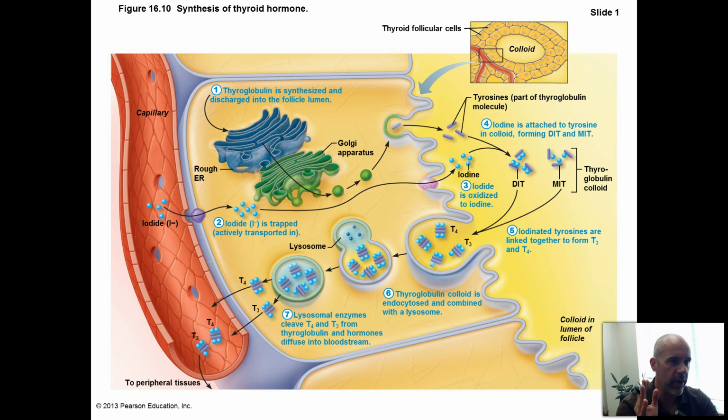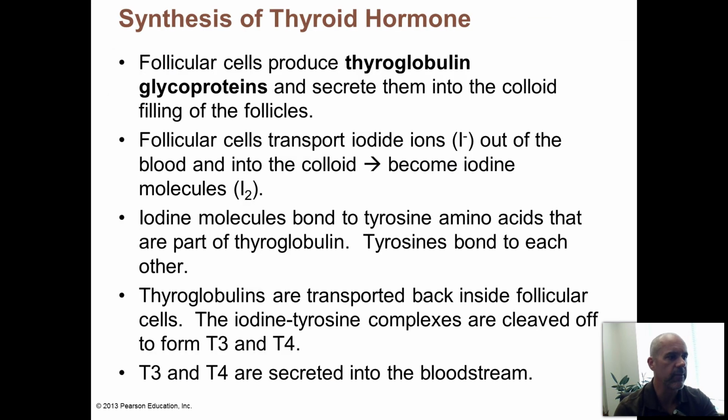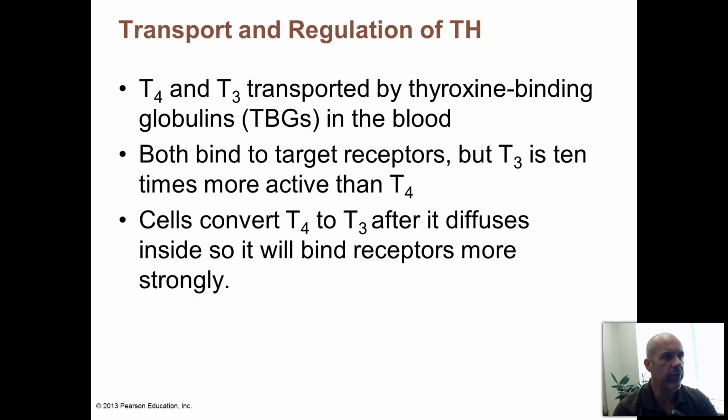Think about the thyroid as storing these T3s and T4s inside that colloid, and the colloid is made up of that thyroglobulin plus water plus the iodine that has been brought in there. All right, so that slide just kind of outlines what I mentioned for you, how those thyroid hormones are made.